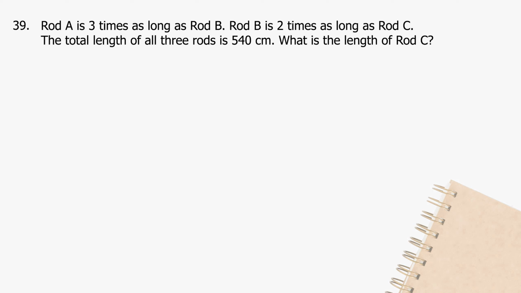Question 39. Rod A is 3 times as long as rod B. Rod B is 2 times as long as rod C. The total length of all 3 rods is 540 cm. What is the length of rod C?